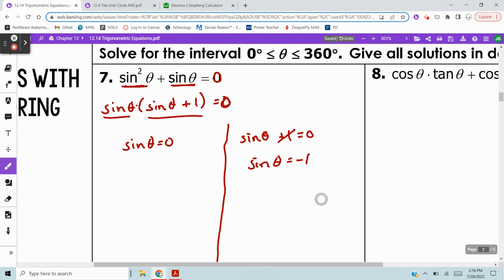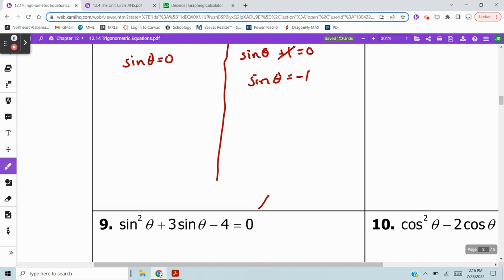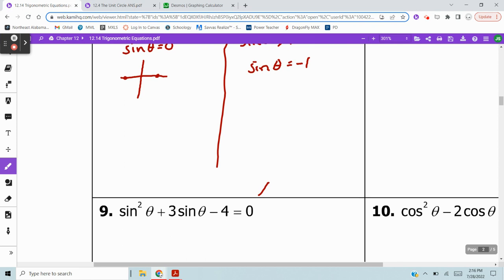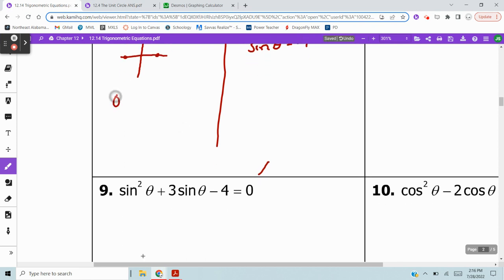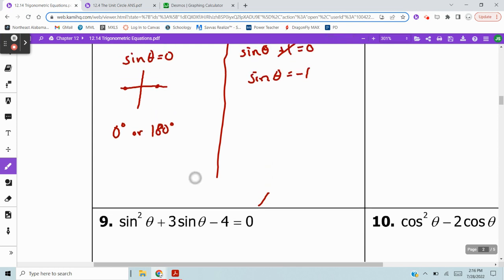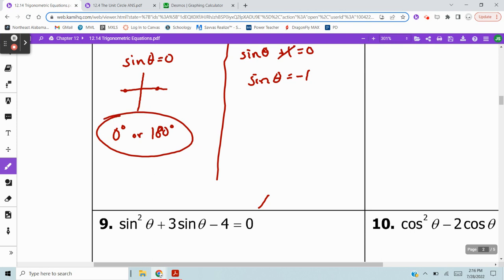So all the answers from 0 to 360 where sine is equal to 0. You can sketch it out if you'd like to. Zeros and ones for sines and cosines, that's your quadrantal angles. And sine is equal to 0 here and here. So your two answers for where does sine equal 0 would be at 0 degrees or 180 degrees. So there's two of your answers.